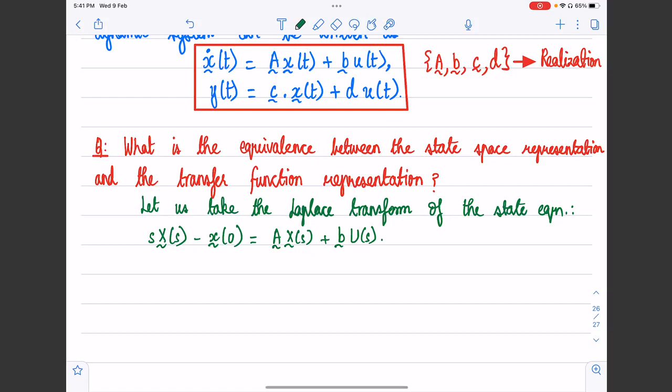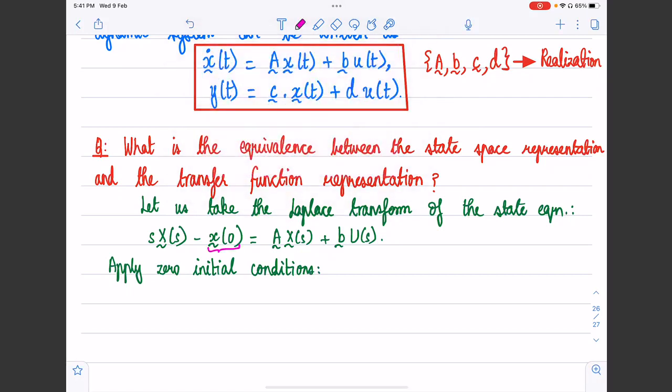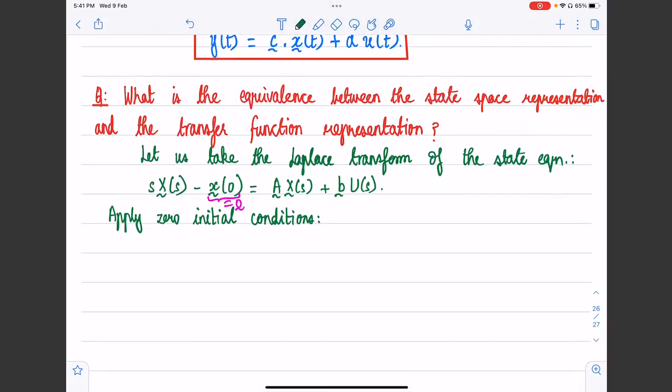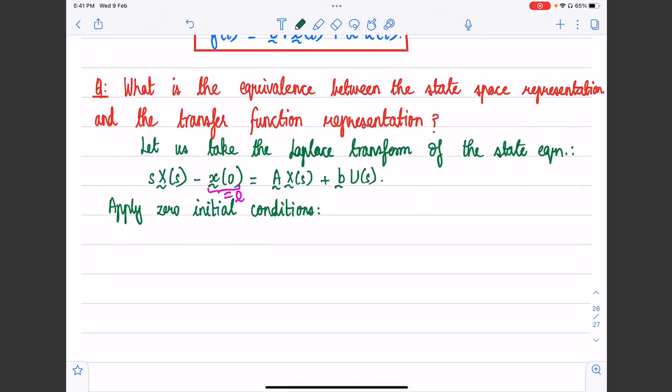All right. So this is what we do, right? Then we apply zero initial conditions, because in order to get the transfer functions, we take all the initial conditions to be zero. So what happens? This x0 becomes zero. In fact, this is one important difference. Using the state space representation, one can analyze both the free response and the forced response. Whereas in the transfer function representation, implicitly, we are only analyzing the forced response. As we can observe, we have identified one difference between the two. Right. So now let's go ahead.